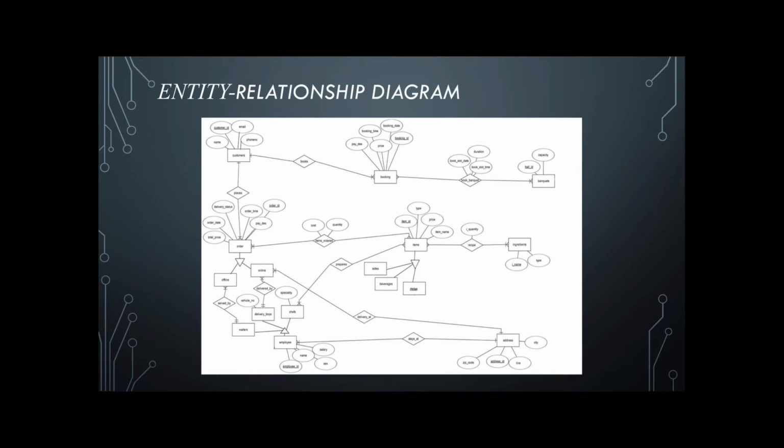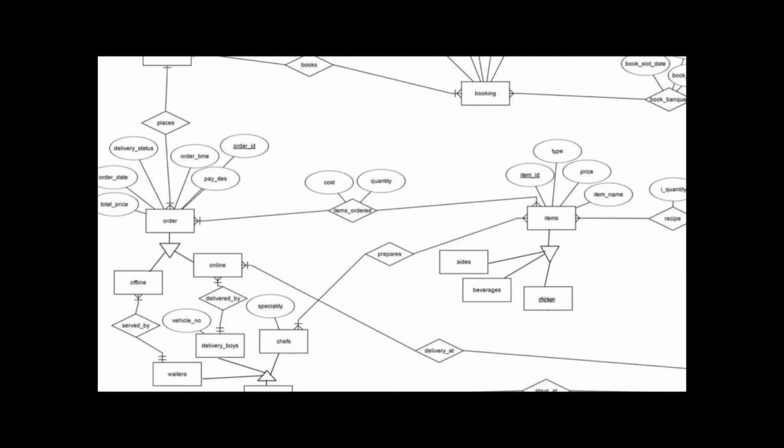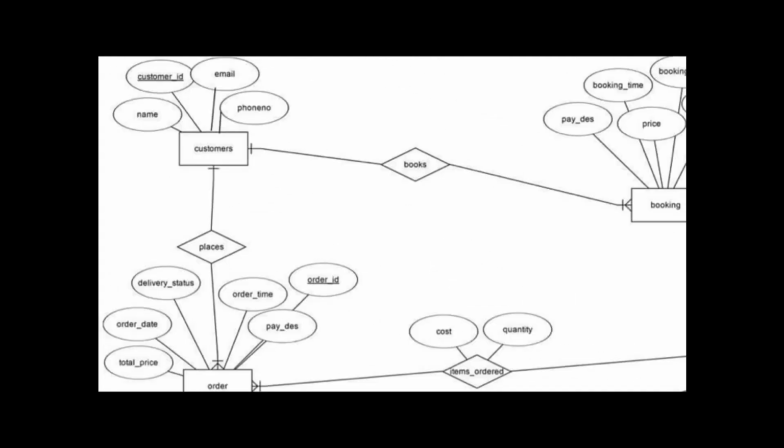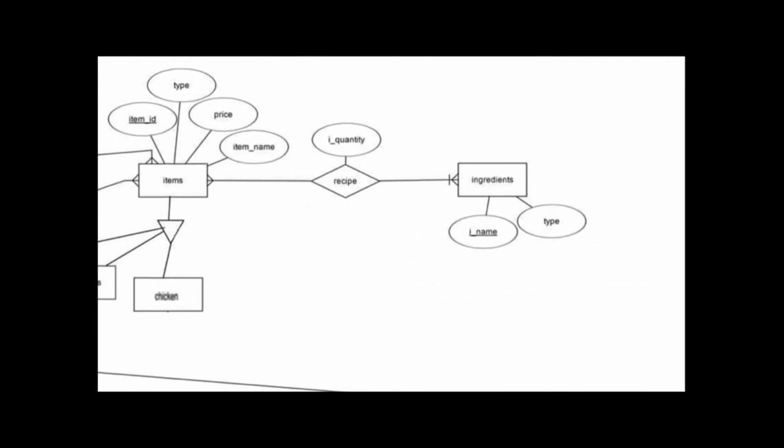About the database design, we have created an entity relationship diagram. The entity relationship diagram model defines the conceptual view of a database. It works around real-world entities and the associations among them. At view level, the entity relationship model is considered a good option for designing databases. The entity relationship diagram for the database is shown in this picture.